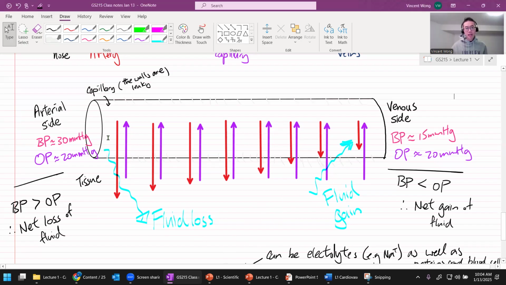Okay? Here you have 10 units of pressure pushing things out, but you only have 5 units of pressure bringing it back in. So there is some leftover fluid in the tissue that you are not going to be able to bring back in. Right?